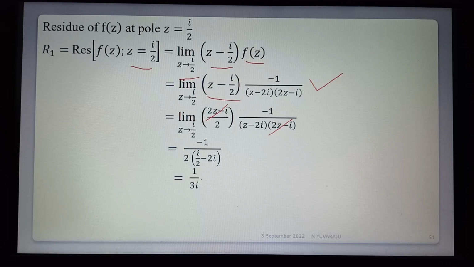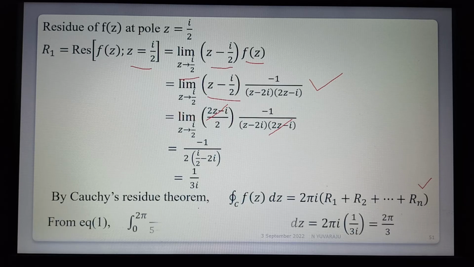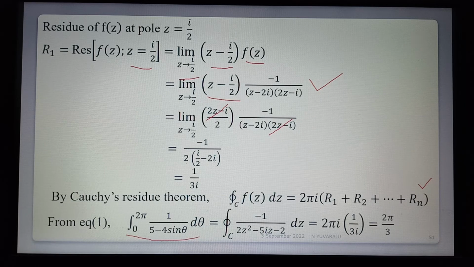So by using the residue theorem, this is the theorem. That is equal to, from equation 1, the required value of the given integral is equal to the formula, the same, from equation 1 in the previous slide. Integral of f of z dz is equal to 2 pi into only the single residue R1. So R1 is equal to 1/3i, substituting 1/3i, so that is equal to i cancel, 2 pi/3. So this is the required value of the given definite integral.